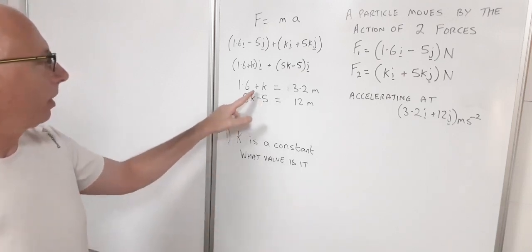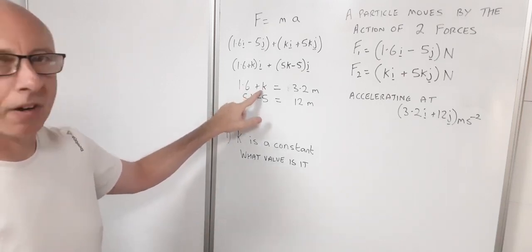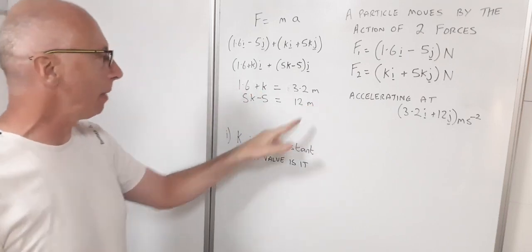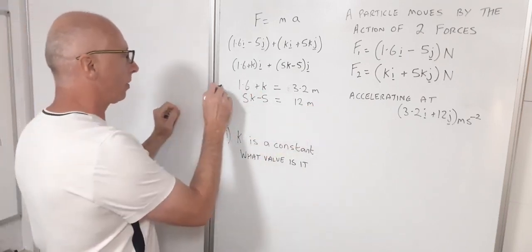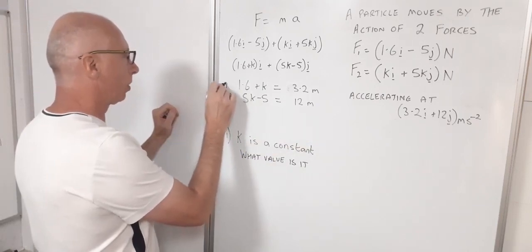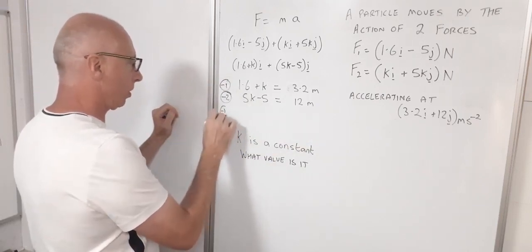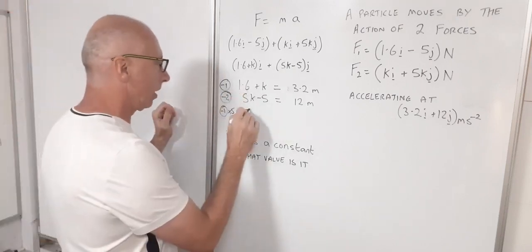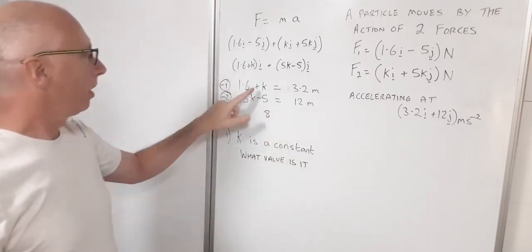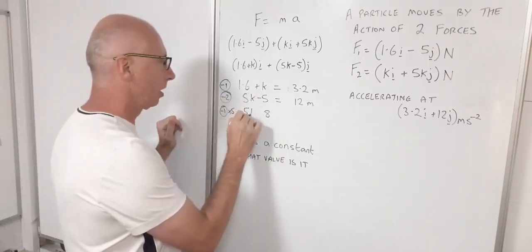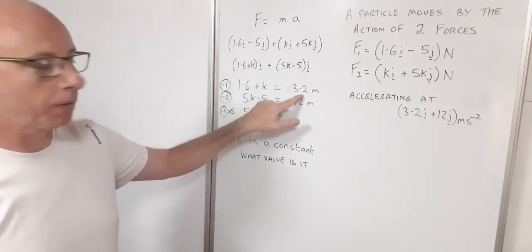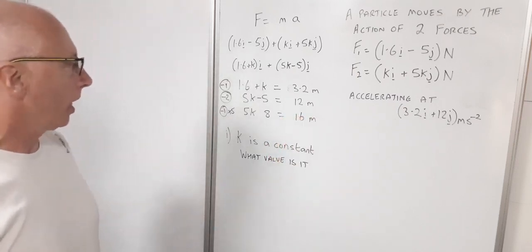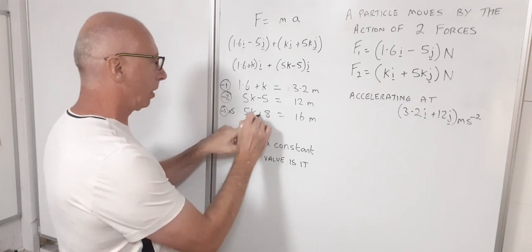Okay, now what I can do here, I can multiply this top one by 5, thus getting a 5k, eliminate my k, and I can get m for my mass. So let's multiply this one by 5. So that's equation 1, that's equation 2. So equation 1 times 5, let's do that. So 1.6 times 5 is 8. So I'm going to write that here with the number 5k, and then that equals 3.2 times 5, that's going to give me 16. Okay, so this one here, that's going to give me a plus 8.